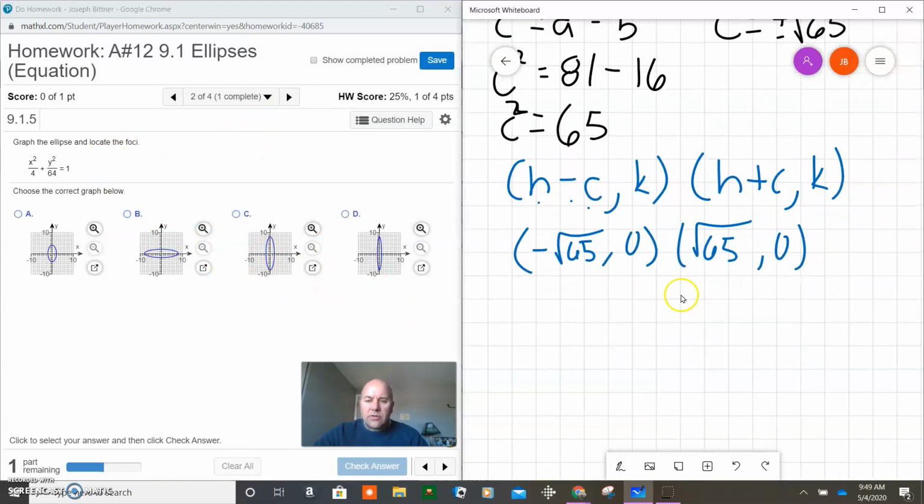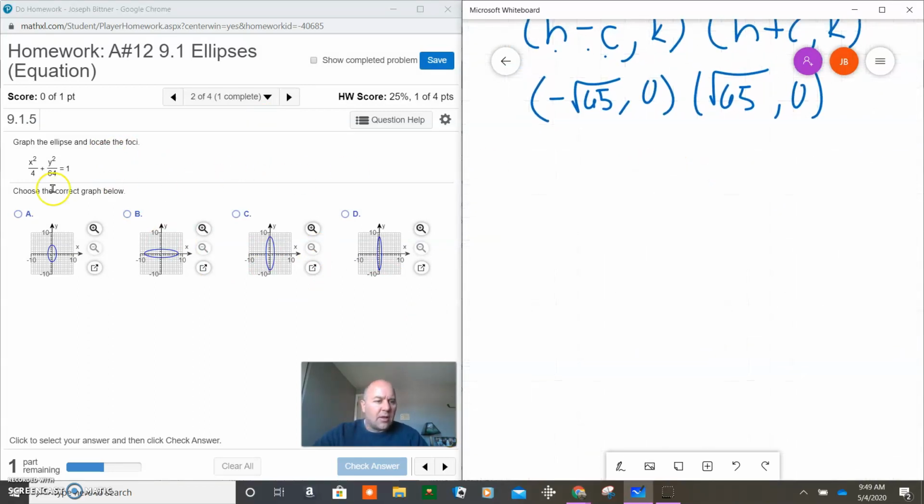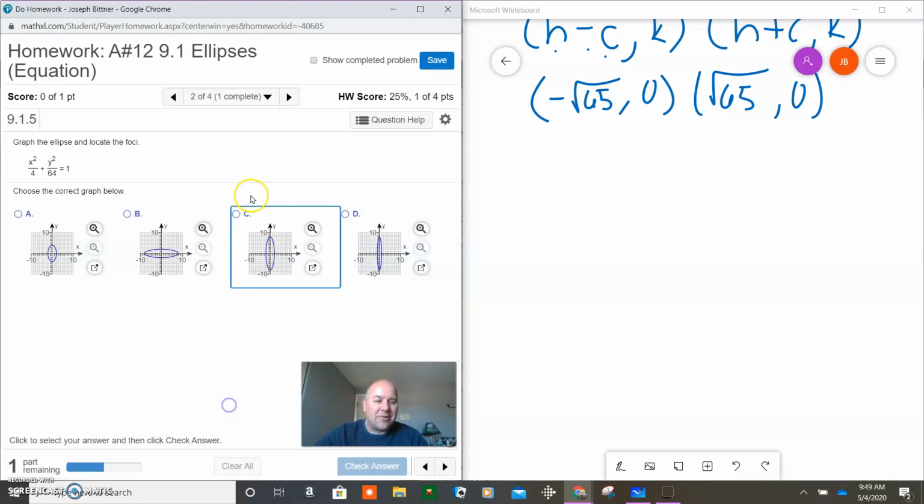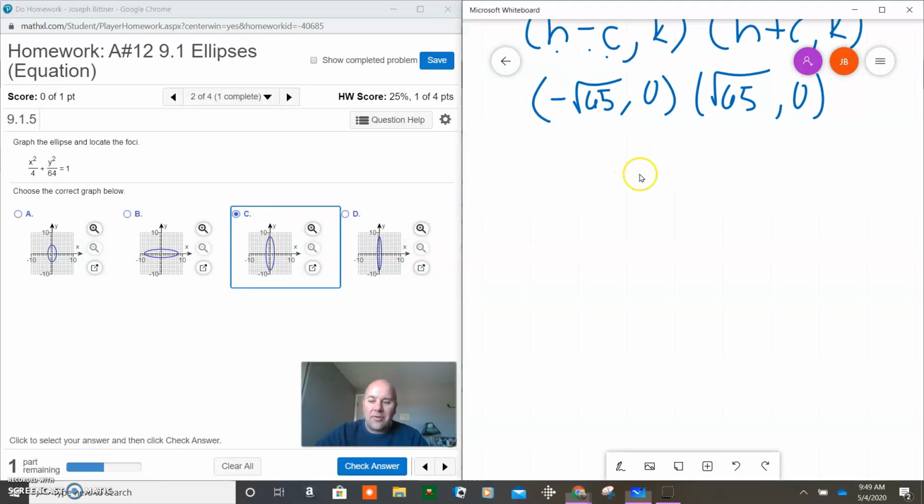I'll do one more just as a quick example here. As you can see from this, the center is still 0, 0. Y is bigger, so since y is bigger, it's going to go more up and down. That means it's either going to be C or D. It should be going 2 left and right, 8 up and down. Remember, this is a squared and b squared. I'm going to think it's this one, but let me look at this picture. It is 2 left and right, start from the center, 2 left, 2 right, and then 8 up and 8 down, so that is the correct answer.